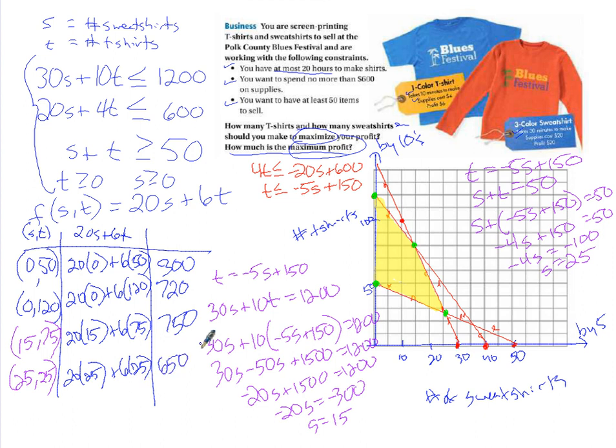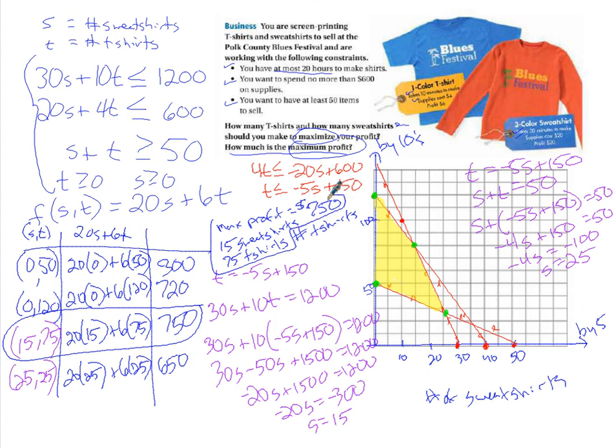Okay, so to answer the question then, how many t-shirts and how many sweatshirts should you make to maximize your profit? Yeah, that $750 right there is the maximum profit. It asked me how much is the maximum profit? Max profit equals $750. And that's with 15 what? Sweatshirts and 75 t-shirts.